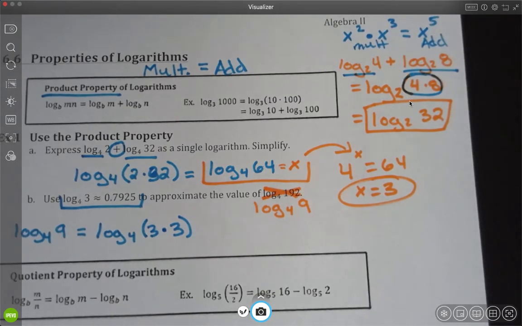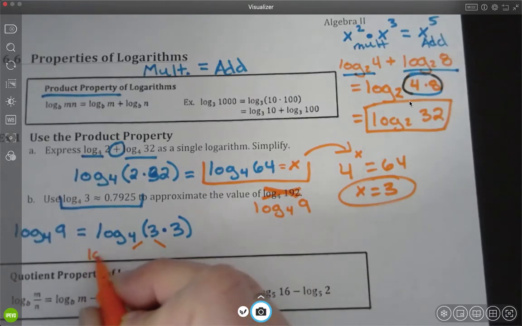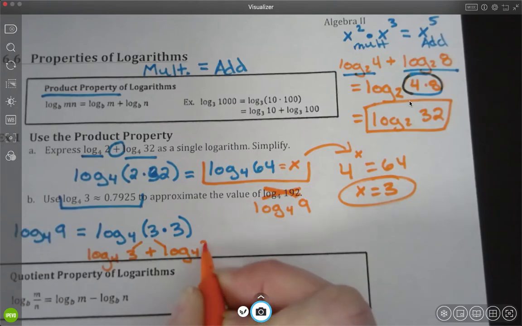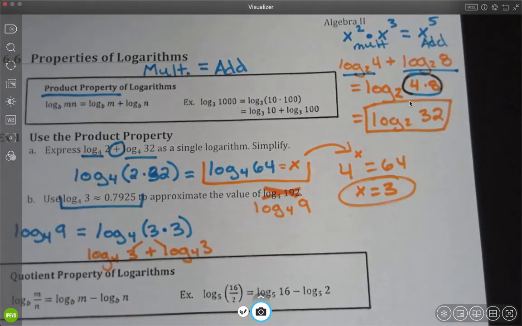Now, up here, we were taking 2 logs and adding them together and making 1 log, right? Here, if I take these and split them apart, log base 4 of 3 times 3 will become log base 4 of 3 plus log base 4 of 3, okay? Because multiply means add, so if I'm breaking him apart, he becomes 2 logs, but I'm plussing in the middle. Does that make sense?